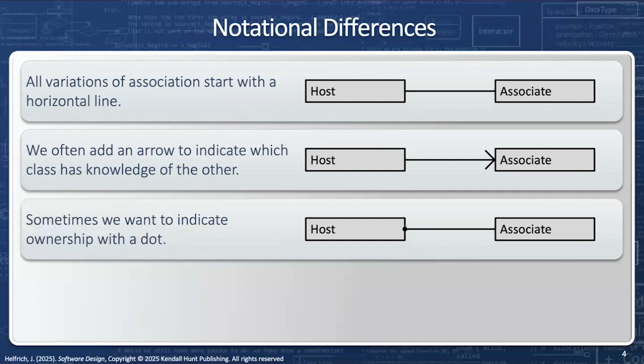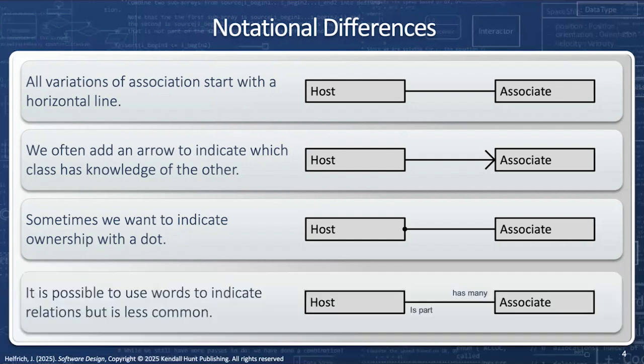Now, sometimes we want to indicate ownership with a dot. And notice that little tiny dot next to the host. And the UML standard says that dot needs to be tiny, about twice the width of the line itself and no bigger. And what this means is that host creates and destroys the associate, much like composition creates and destroys it. Kind of the same idea here.